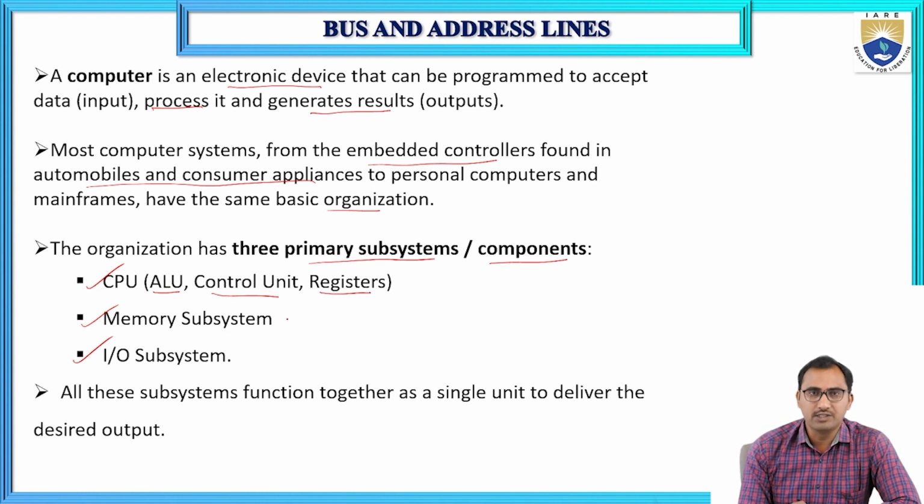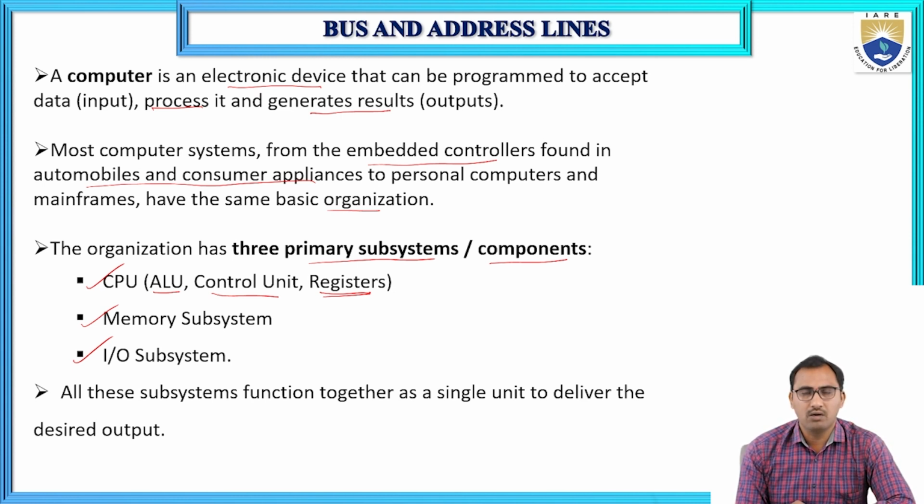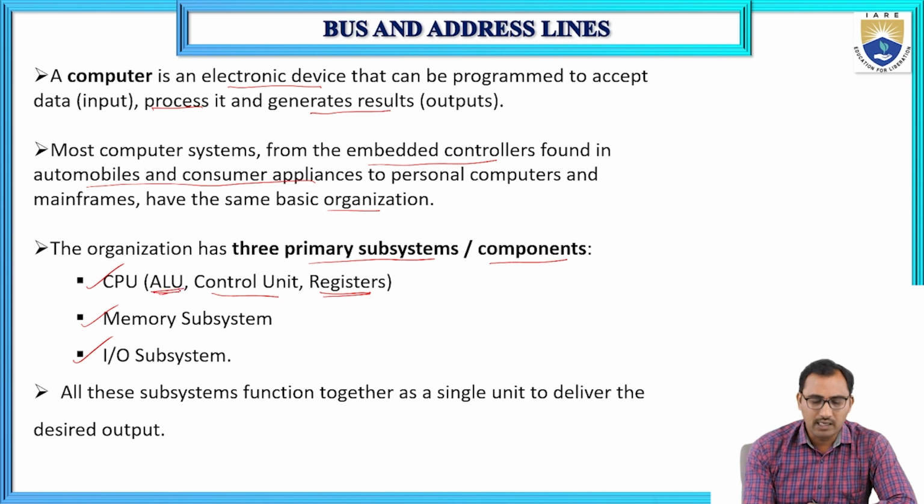The next one is the registers. In order to perform various operations, we require some registers. A register is nothing but a group of flip-flops. In the registers we store some information, and on that data we perform arithmetic and logic operations. Arithmetic operations are addition, subtraction, multiplication, and division. Similarly, the logical operations include AND, OR, XOR, NOT, and complement. These are the various arithmetic and logic operations.